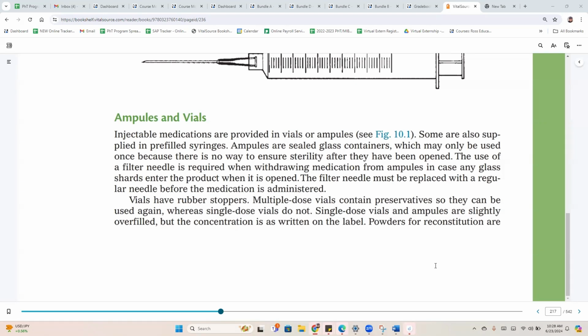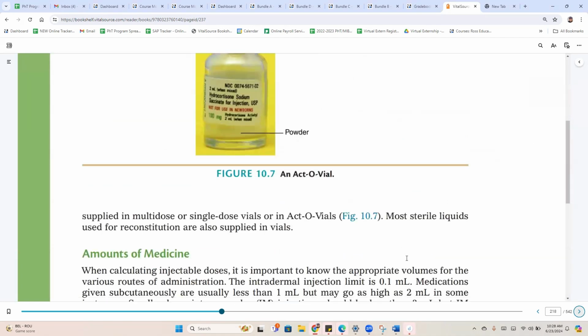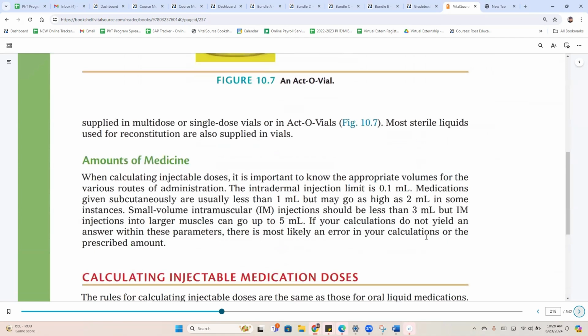Vials have rubber stoppers. Multiple dose vials contain preservatives so they can be used again, whereas single dose vials do not. Single dose vials and ampules are slightly overfilled, but the concentration is as written on the label. Powders for reconstitution are supplied in multi-dose or single dose vials or in active vials. This is an active vial here. Most sterile liquids used for reconstitution are also supplied in vials.